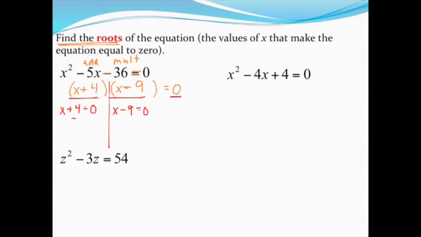So if I solve each of these little equations then, I get two answers. I get an answer of x equals negative 4, that's a solution to my quadratic equation. Or if I add 9 to both sides, I can get 9 as a solution as well.